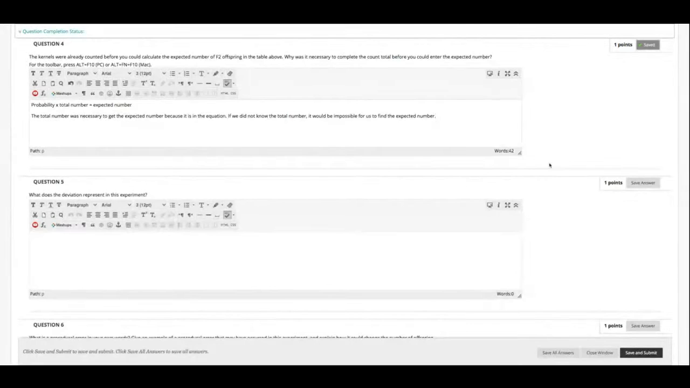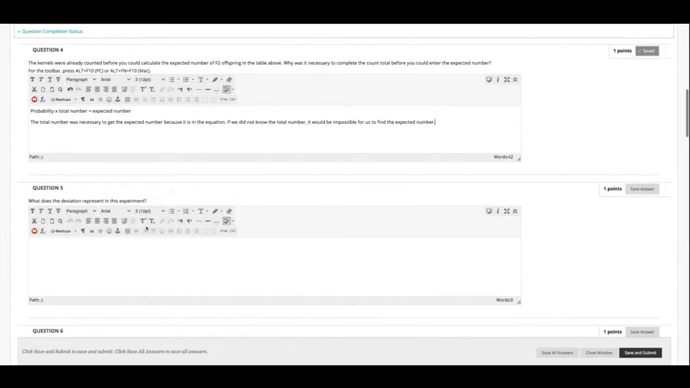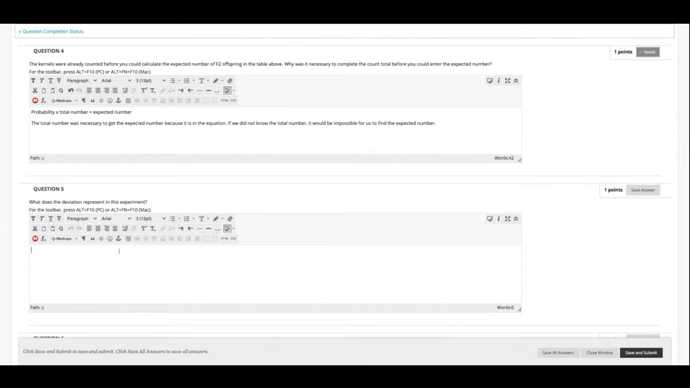Okay, what does the deviation represent in this experiment? Deviation is observed minus expected. Observed minus expected.